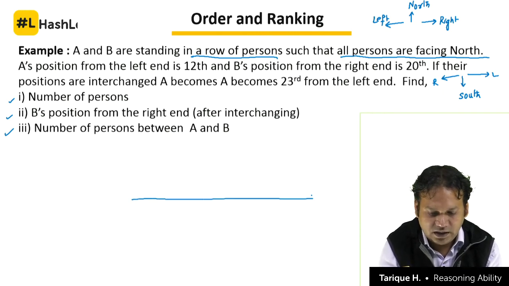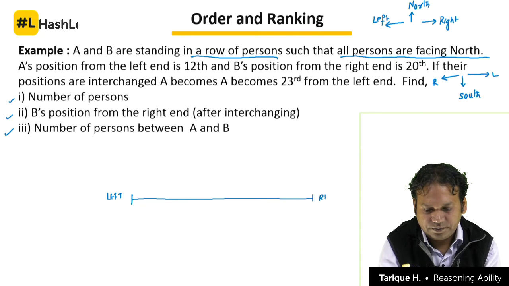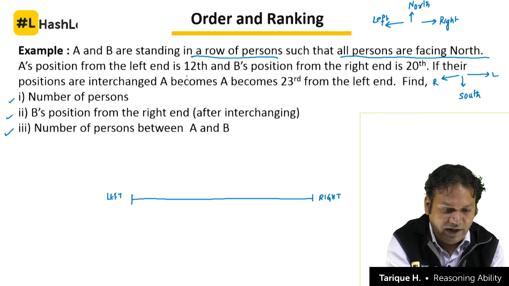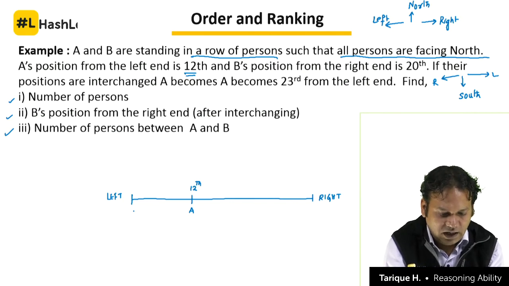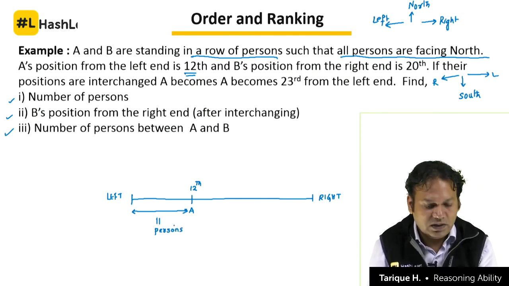So let us say this is the row of persons, this is our left, this is right, and the position of A from the left end is 12th. So A is the 12th from the left end. That means there are 11 persons to the left of A, 11 persons are there. 11 persons are to the left of A.